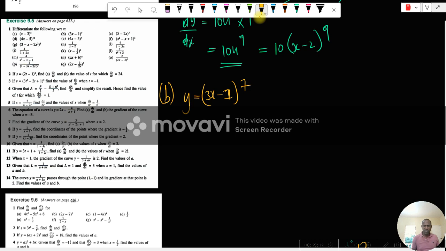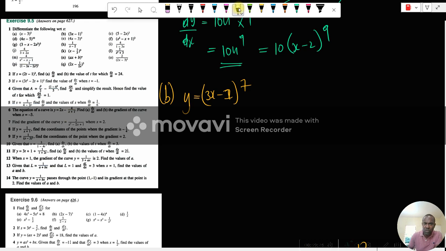So this is a composite function because 3x minus 1 is indeed a function of x. And by raising that entire thing to the power of 7, we basically have a function of a function, and therefore this is a composite function. And being a composite function means that we can apply the chain rule to differentiate it.